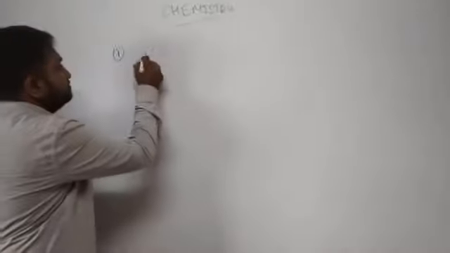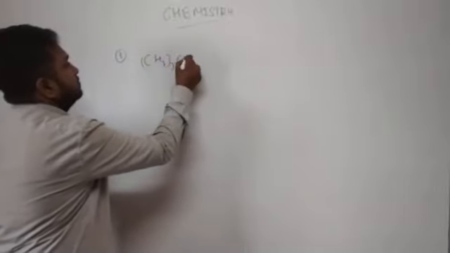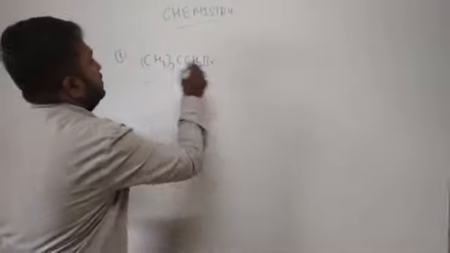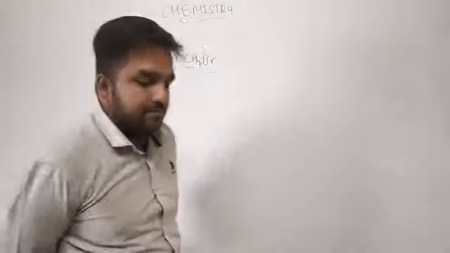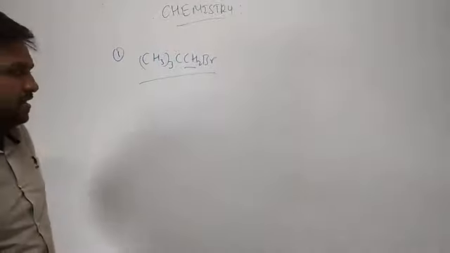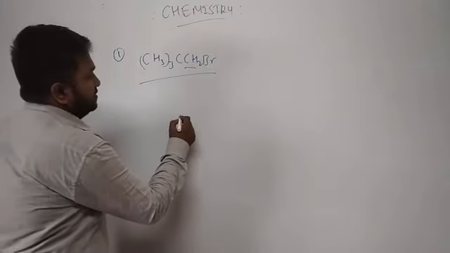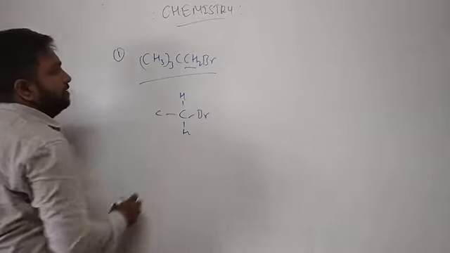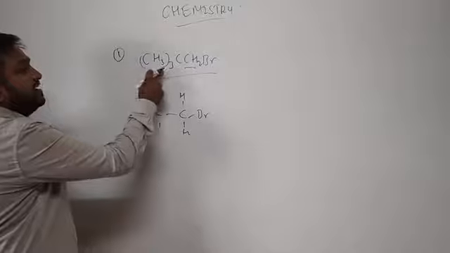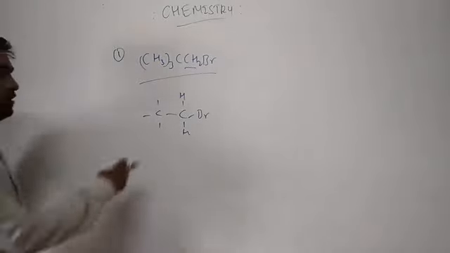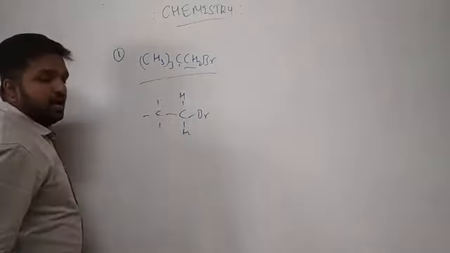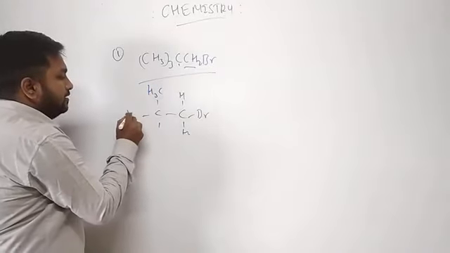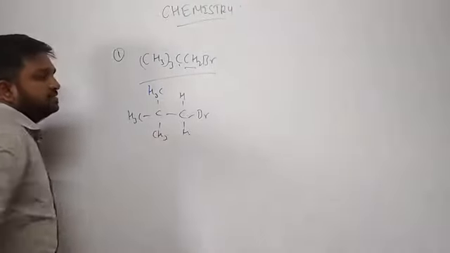So let's take one more example. This is the next example. We have bromine attached to this carbon atom. So in this case, let's write the complete structure first. We have this bromine and we have one more carbon, and a methyl group, 3 methyl groups have been attached to this carbon. Let's write it. CH3, CH3 and CH3 group.